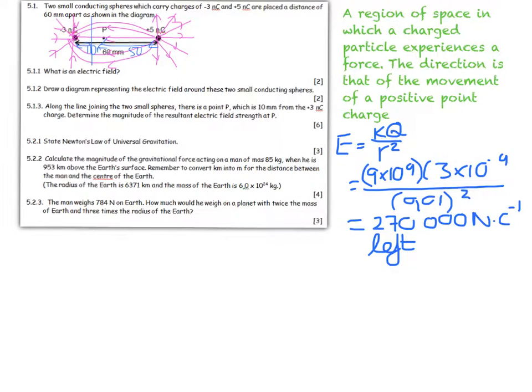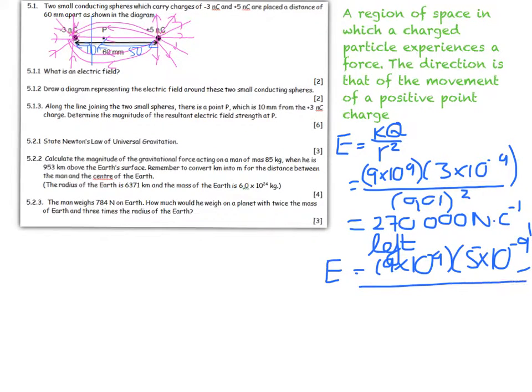The next one is to say, what is the electric field strength on account of the 5 nanocoulomb? Exactly the same formula, except this time it's 9 times 10 to the 9, 5 times 10 to the negative 9, divided by, and this time it's 50 millimeters, so it's 0.05 from the charge that I'm interested in, or that's causing an electric field, and I land up with just 18,000 newtons per coulomb. Again, it is going from positive to negative, so it's left.